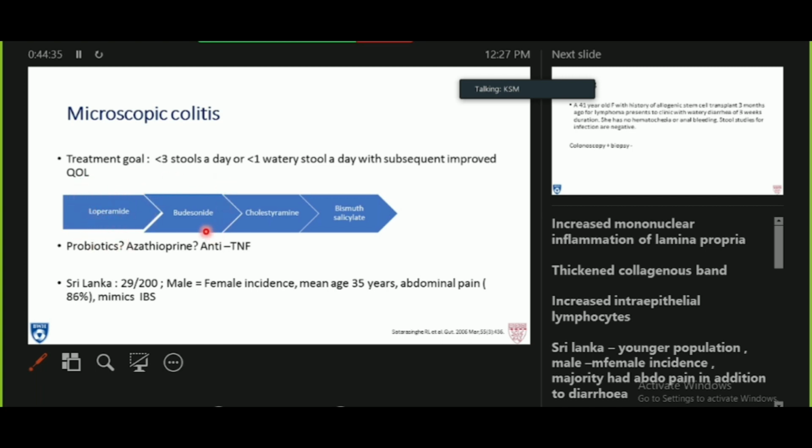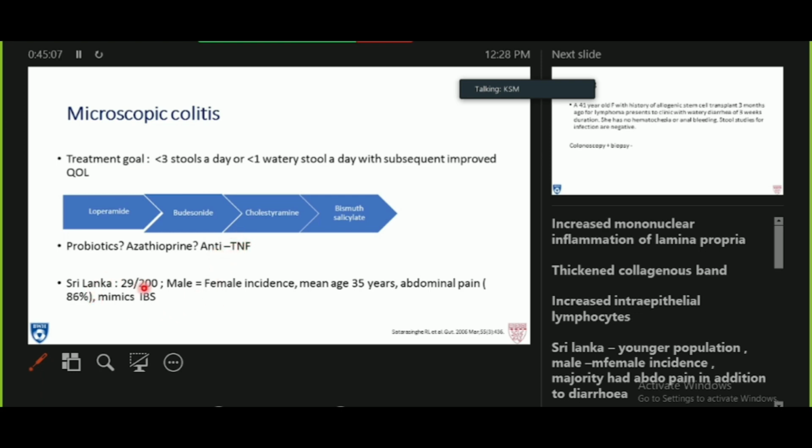We can also give them oral budesonide, which has less absorption, so less likely to cause osteoporosis. Cholestyramine, a bile salt supplement, has been shown to be effective, as has bismuth salicylate, but you do have to be careful about bismuth or Pepto-Bismol because over time this can accumulate in the body. We don't yet know what the role is of probiotics, and I have had refractory patients who keep on requiring multiple courses of budesonide who have had to start on either azathioprine or anti-TNF, but then had very good results.